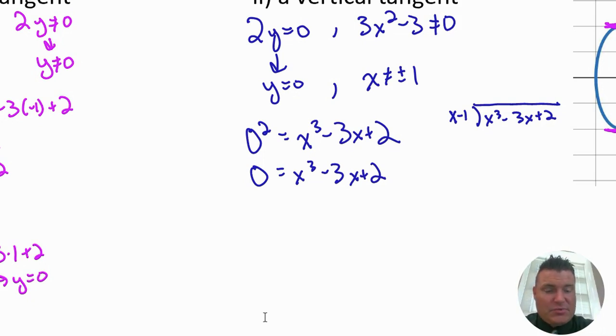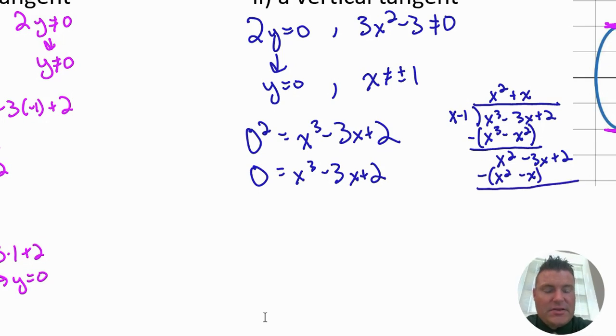So x times what gives me x cubed? How about an x squared? Multiply that by the x minus 1, and then we're going to wrap it all together and subtract it, so x cubed minus x cubed is 0. And we don't have an x squared term, so 0 minus negative x squared is going to be a positive x squared. Drop down that 3x and that 2. And then x goes into x squared x times. So x squared minus x. Wrap that up, subtract. The x squared minus x squared is 0.